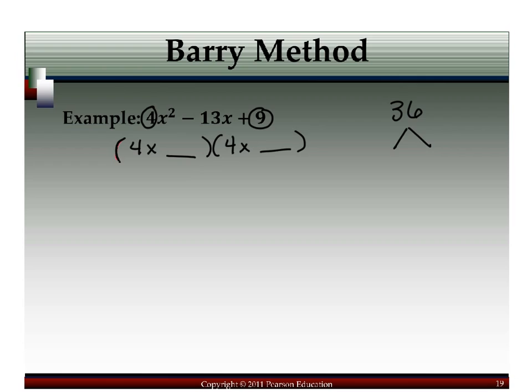And what those factors actually are is what we began with, 4 times 9. But here we have to make them add up to negative 13. So both of these are actually going to end up being negative 4 and negative 9. So negative 4 and negative 9 multiply to positive 36 and add up to negative 13.